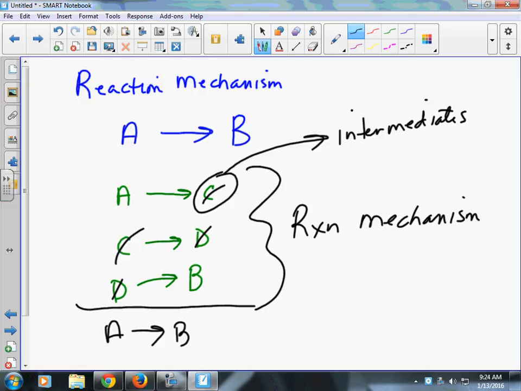So, this thing here is called an elementary step. This thing is called an elementary step. And guess what that thing's called? The whole thing combines to make the reaction mechanism. Okay?